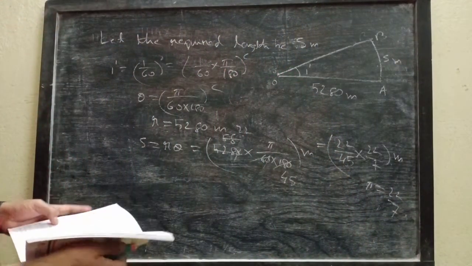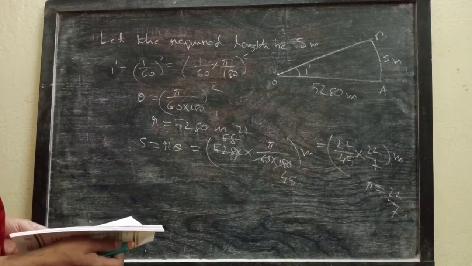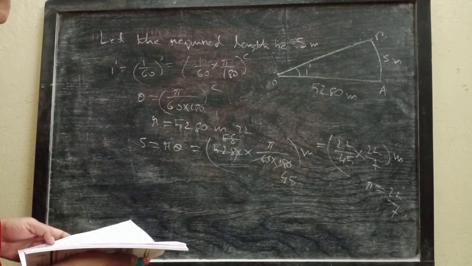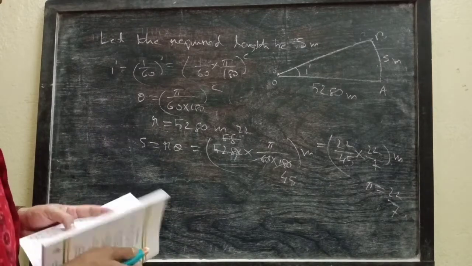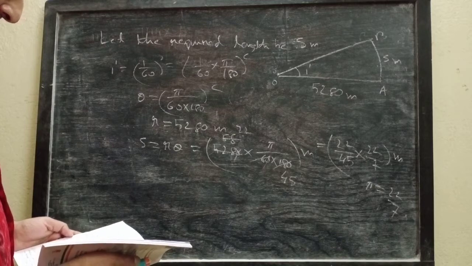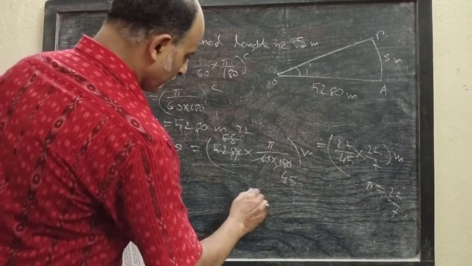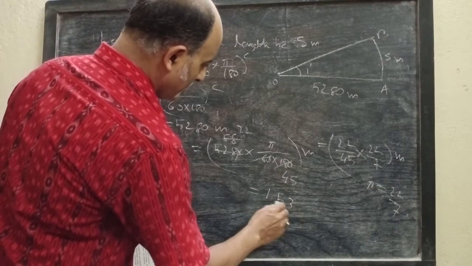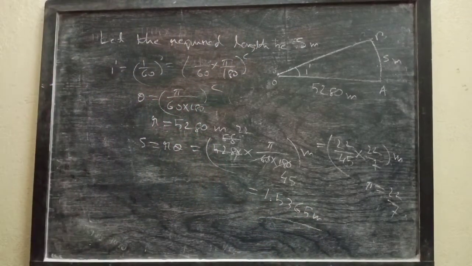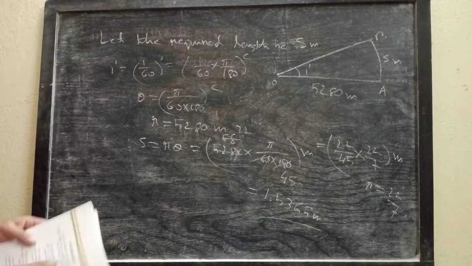Now just calculate this. 22 into 22 into 4 is 484 by 45 into 7. Your answer will be 1.5365 meters. Just calculate it, you will get this answer.